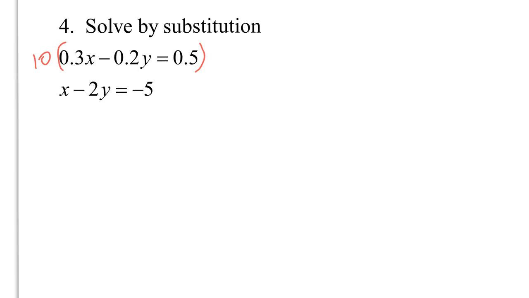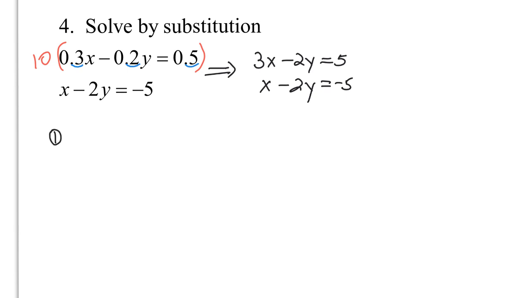So now, let me just put a little mark here, so you remember you move the decimal to the right. I'm just going to do the work here on the right side. When I multiply by 10, I will get 3x minus 2y equals 5. Now the bottom equation stays the same. There are no decimals, so we have x minus 2y equals negative 5. Now we are ready to solve.